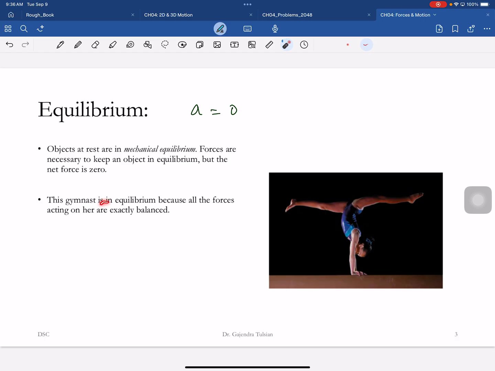In this diagram, the gymnast is in equilibrium because all the forces acting on her are exactly balanced. We'll learn about torques as well. What this statement is saying is that this leg's weight is acting this way, which is trying to turn her that way about the pivot point, which is being balanced by this weight, which is trying to turn her the other way about the pivot point. Anyway, as long as her center of gravity is above her footprint, she'll be balanced.